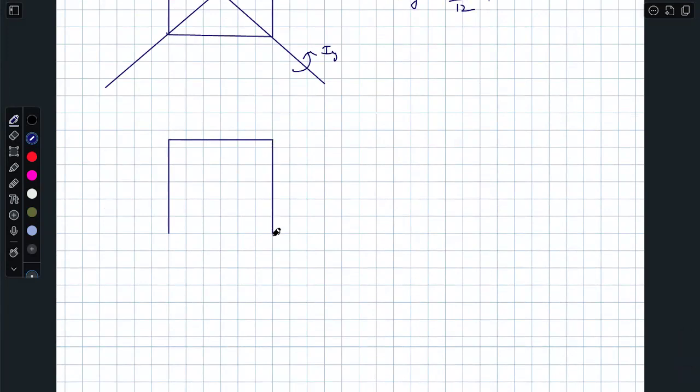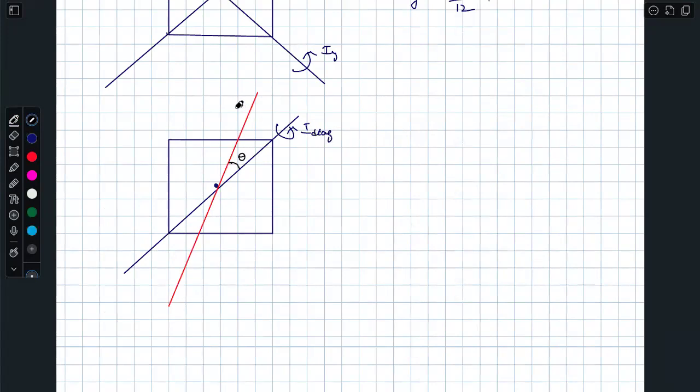One more special feature of the square is, now for example you have this I diagonal. I am taking another axis, theta. Remember, for a square, I is the same as I diagonal.